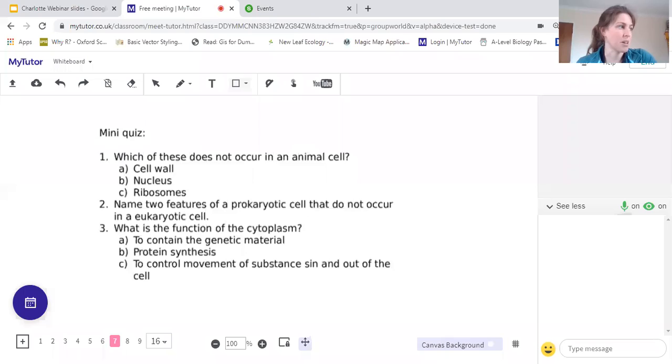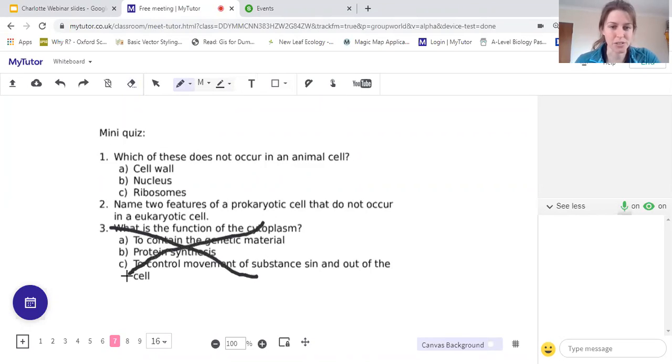Few different things coming in for those. The correct answer is C. So the cytoplasm, oh, no, that's completely wrong. I don't know what I was thinking about when I did that question. Sorry, everyone. Oh no. Okay. Let's put a big cross on this. I think I thought that I'd written cell membrane.